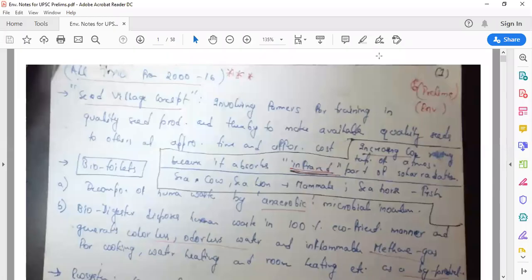Hello everyone. So today we'll start the discussion on, and I will share the notes of UPSC, whatever environment notes I made for UPSC prelims. So it's a long process.